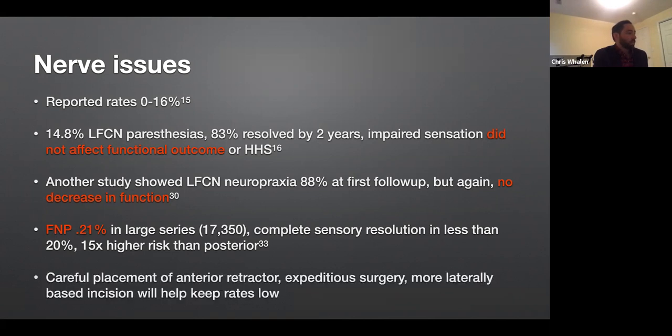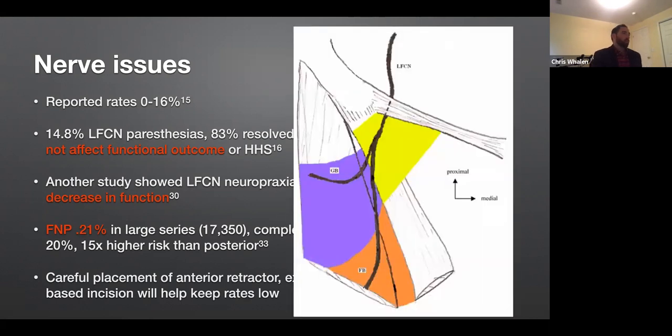I think just being careful with your placement of your anterior retractor, doing expeditious surgery, being careful how hard you're pulling on your retractors, and then keeping your incision a little lateral. Jeremy showed this anatomy, but again, if you keep your incision more lateral over the TFL and a little more distal, so you're in this plane until you get under the fascia, then work over to the interval, you're going to do a lot better.